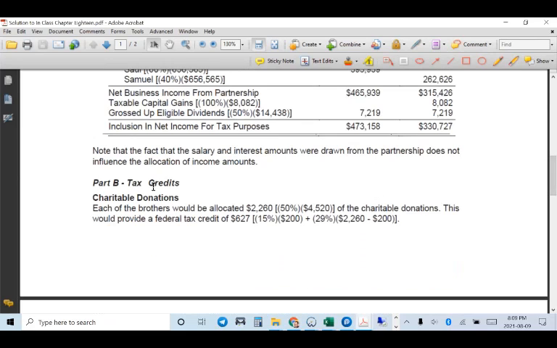Down here in the tax credits section, it mentions the donations. So we also have to send along potential tax credit stuff. So the donations, each of the brothers are going to get 50% of those donations. And then there's a little basic calculation, right, that we would have learned back in chapter 4 on how to calculate what that tax credit means for each of them. So you can do a little quick analysis there on the charitable donations as well. So that's tax credit. So we need to divvy up the income, but also the tax credits.